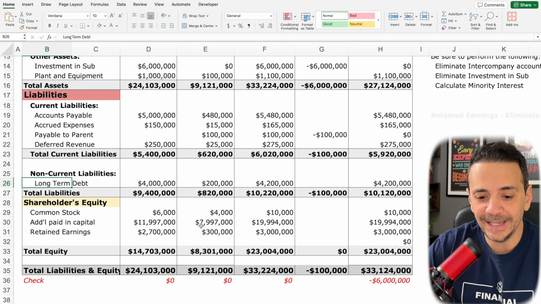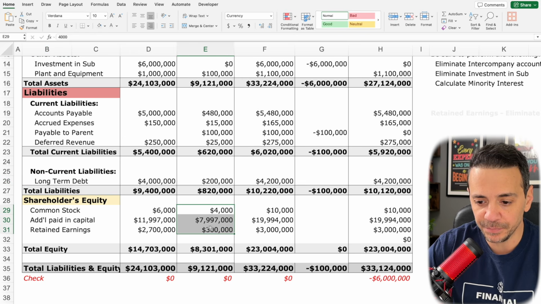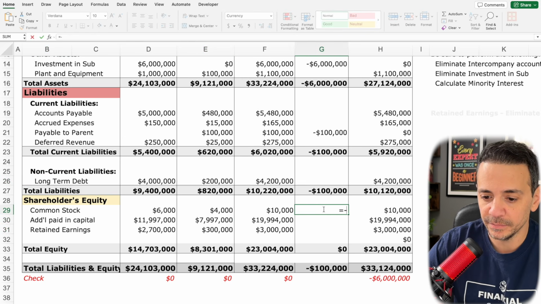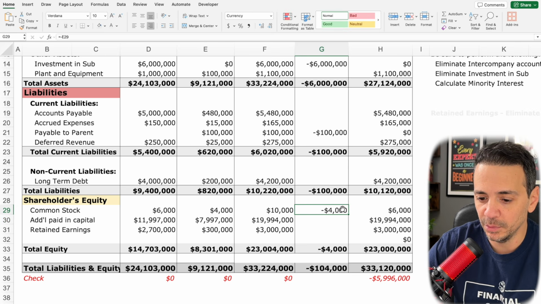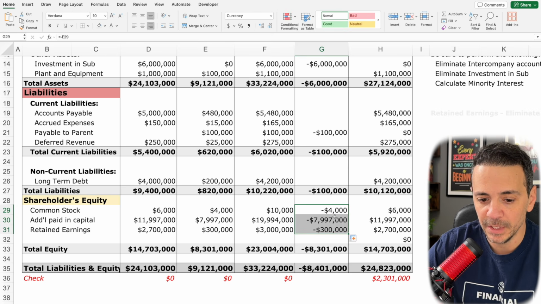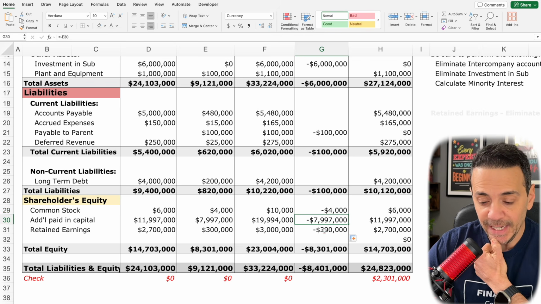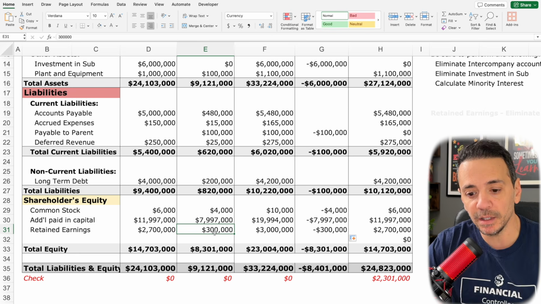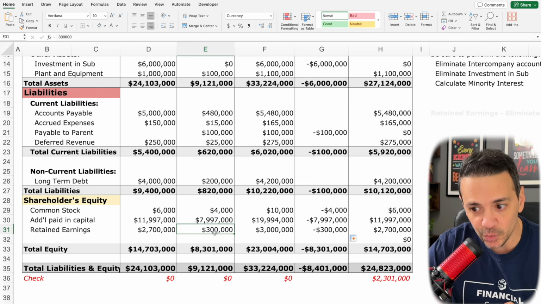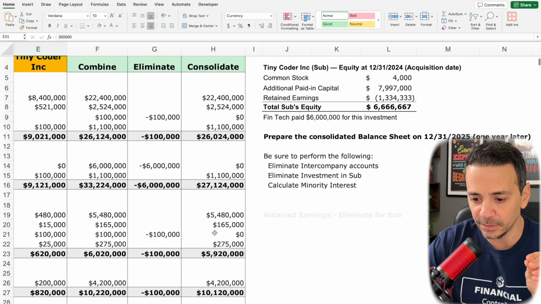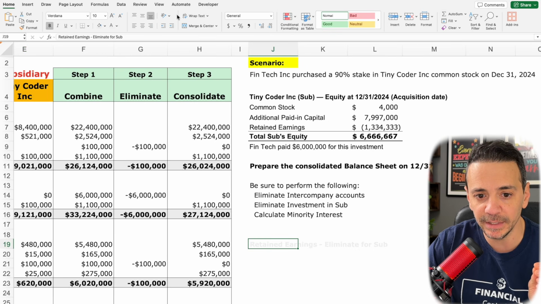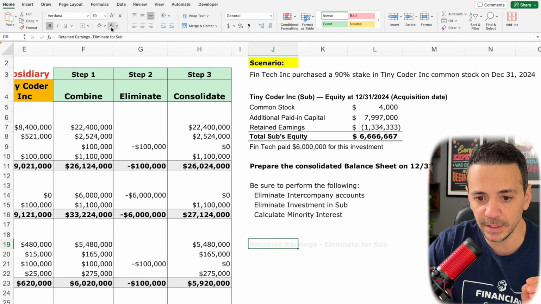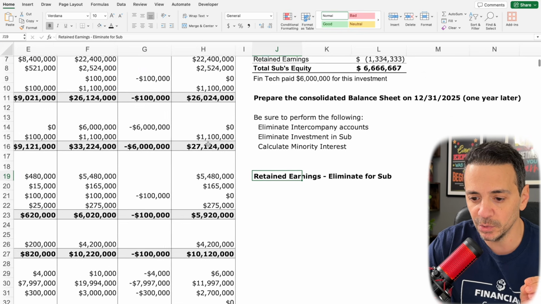So we're going to eliminate the entire equity here of the subsidiary. So we're going to put a negative and remove all of it. Okay, so we're going to remove the common stock, elimination, additional paid in capital is eliminated. For the equity account, we're going to eliminate the $300,000 retained earnings, but we're also going to calculate the 90% of the net income of the current year and eliminate that as well. So let's go ahead and do that together. We're going to eliminate 90% of the net income for this year. Let's highlight this and let's go through the calculation.